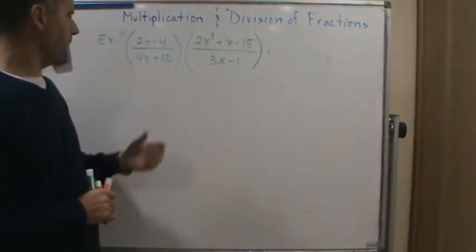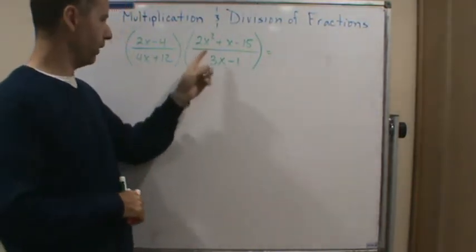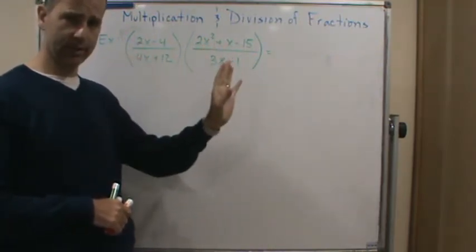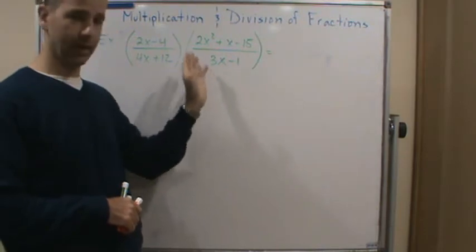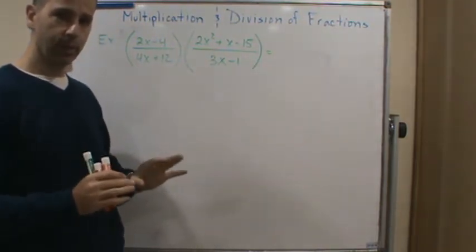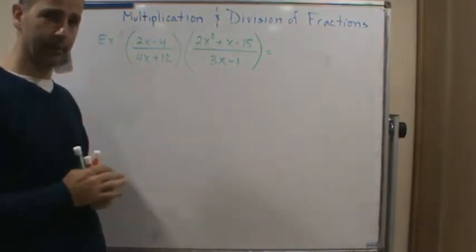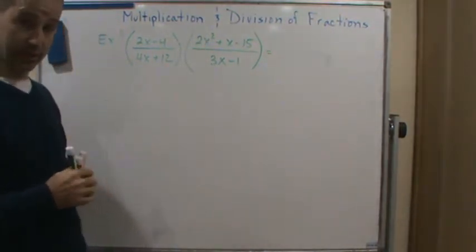Now, again, the order really doesn't matter if you want to factor these first and then multiply across the top, or if you multiply across the top and the bottom and then factor. The point is you want to make sure that everything is completely factored on the top and the bottom so you can cancel things out.